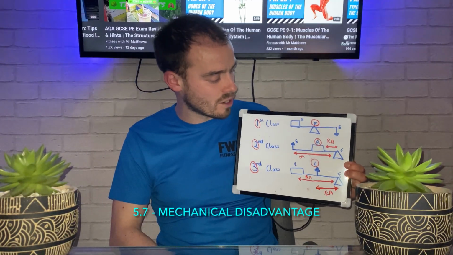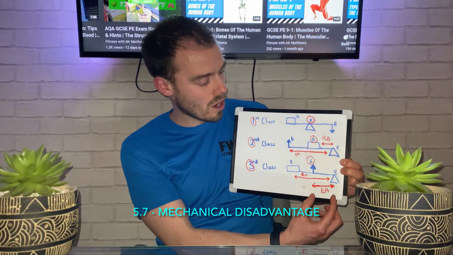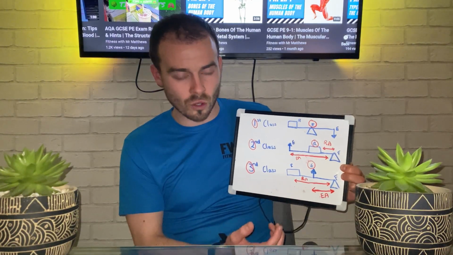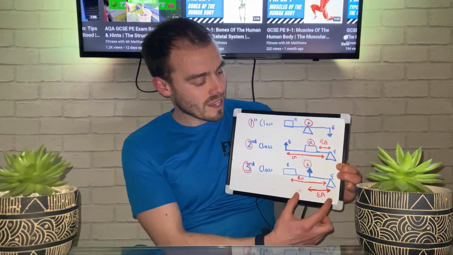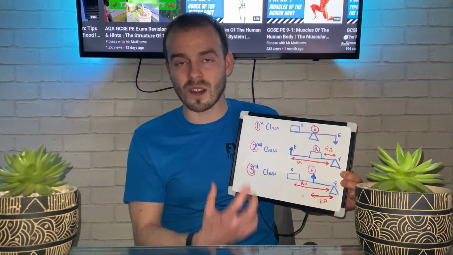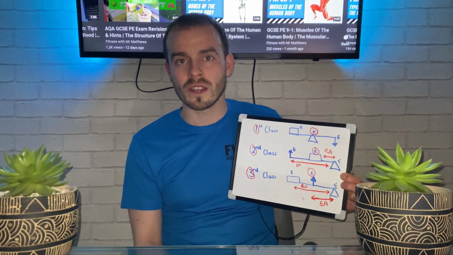And moving on to a third class lever system, it has a mechanical disadvantage, because unlike the second class lever system, it has a short effort arm instead of long. So the distance between the fulcrum and the effort is short, but the resistance arm is long. So the fulcrum and resistance are further apart. So for that reason, it has a mechanical disadvantage.